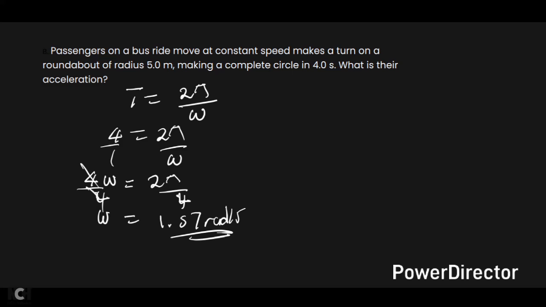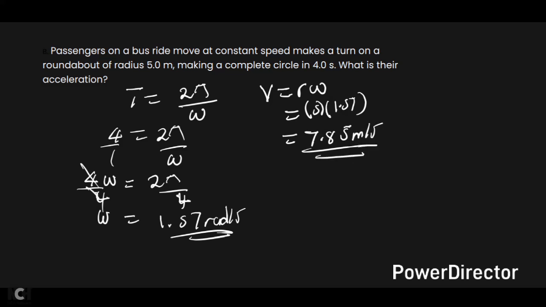Then after finding this, you go and calculate the velocity. So how are you going to find the velocity? By saying the linear velocity is the radius times omega. What's the radius? The radius is 5, times 1.57. Then you find 7.85 meters per second. And then the acceleration is v squared over radius.